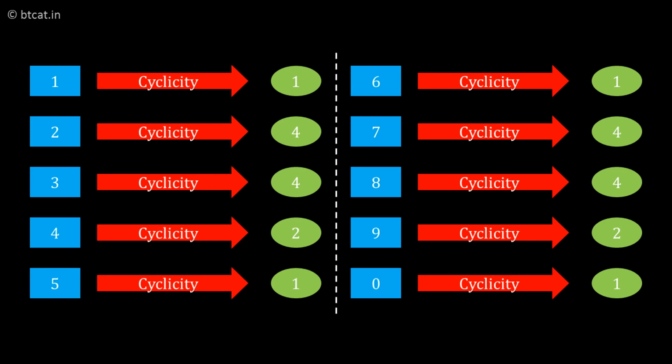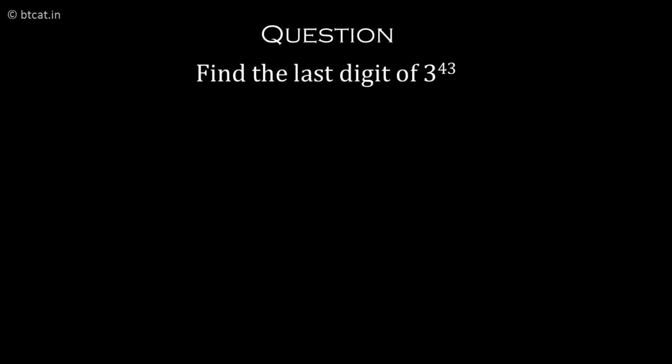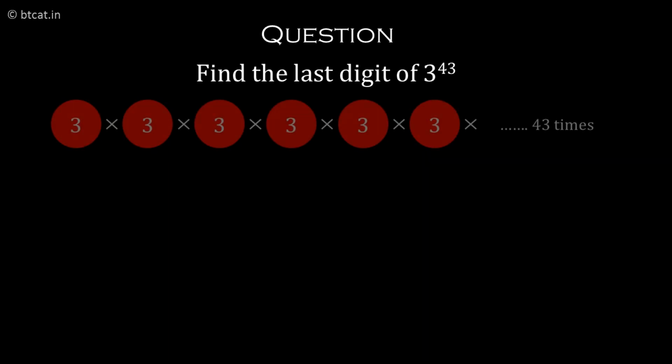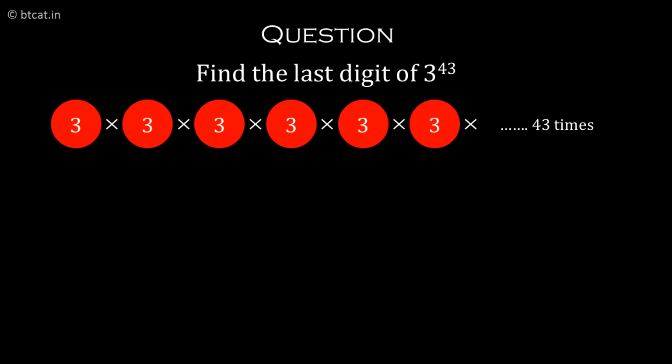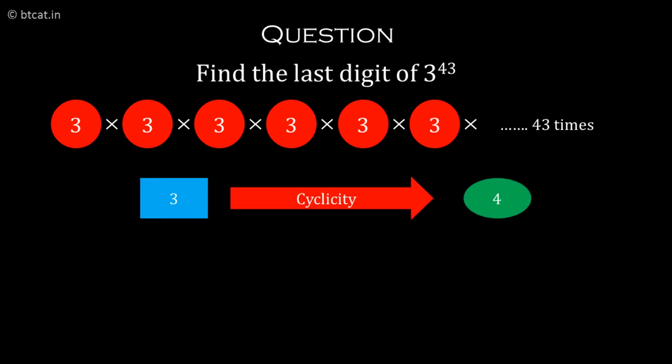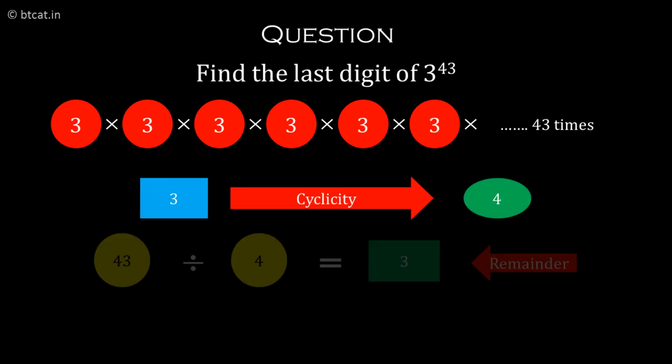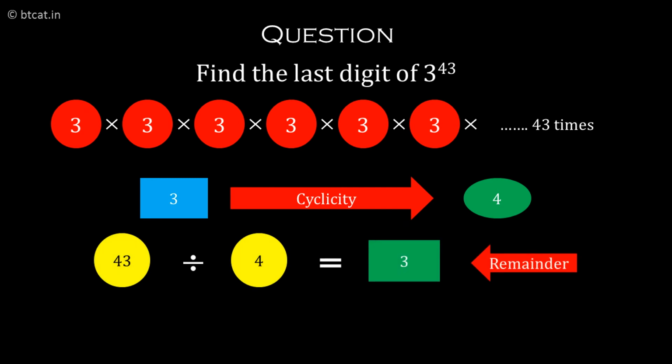So once we understand the concept of cyclicity, we can find the last digit of any number raised to any power. For example, the question can be: find the last digit when 3 is raised to 43. Again we know the cyclicity of 3 is 4. So we divide 43 by 4 and we get the remainder as 3, and therefore we say 3 cube, 27, the last digit is 7, so 7 is the answer.